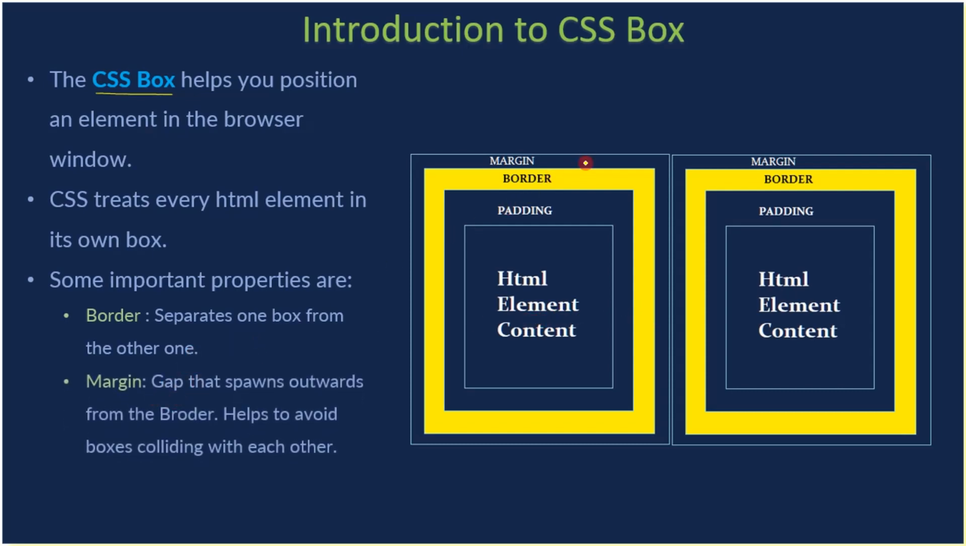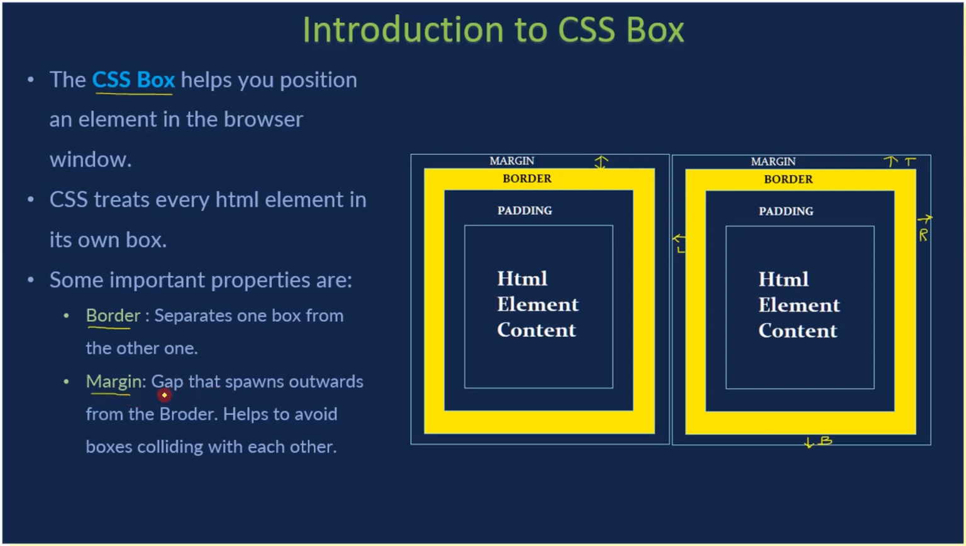Margin. Here this is the margin area. The margin is usually added outside the border. Here this is the top margin, right side margin, left, and bottom. So border is one of the properties of the CSS box, and margin is another property.